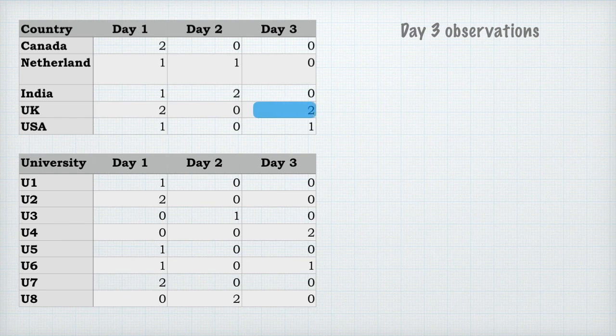So let's start our journeys from day three. I want to look at day three's data and start observing. On day three, the data is very limited. UK has 2 hits. And if I look at the university table, University 4 also has 2 hits.